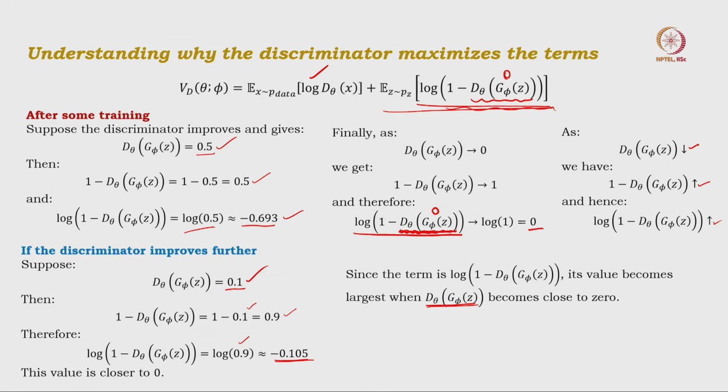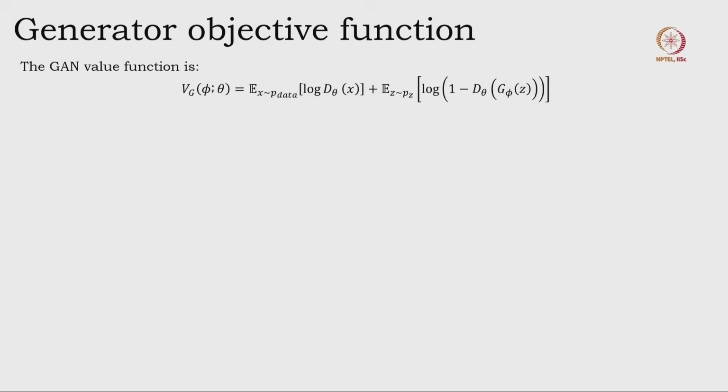From theory, we have seen that for a real image, the predicted probability should be closer to 1. For generated images, the predicted probability should be closer to 0. That is what is being made clear from this. Now, with this, we have come to the generator objective function. What should be the generator objective function? You see how it is written: because it is a value function for the generator, we have written it as Vg.